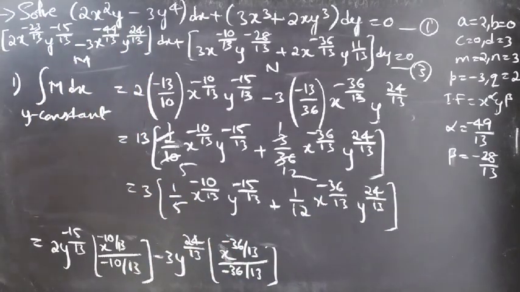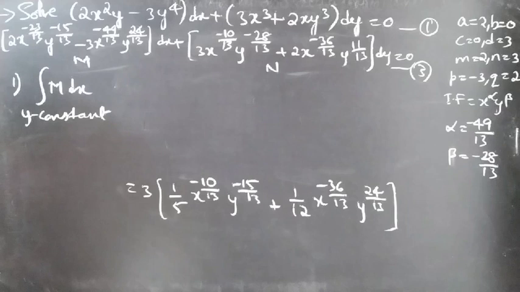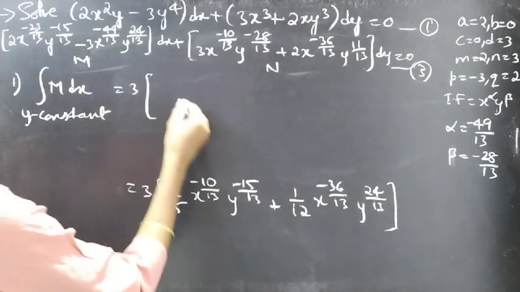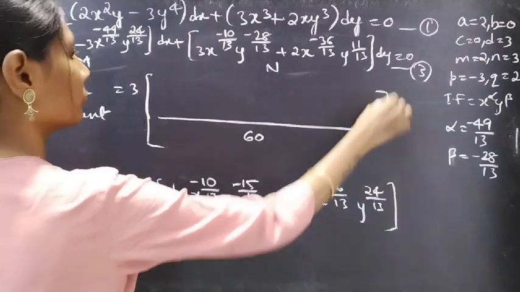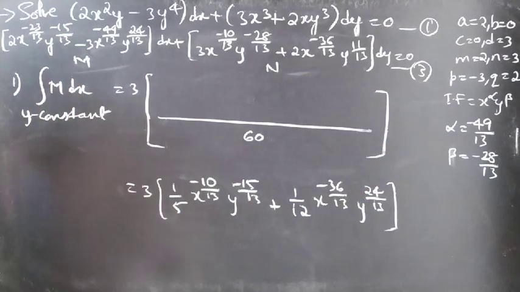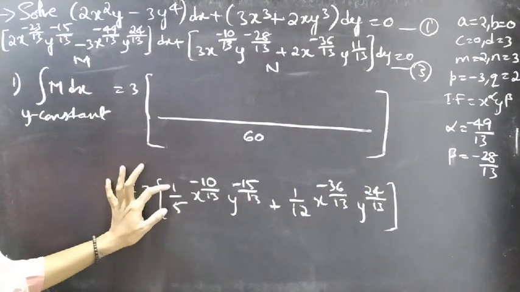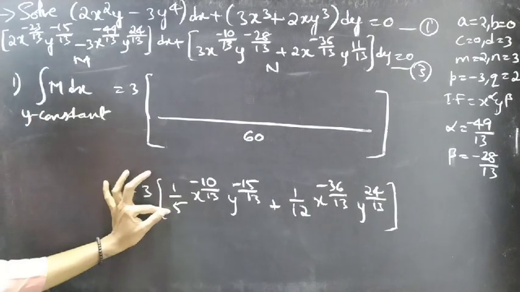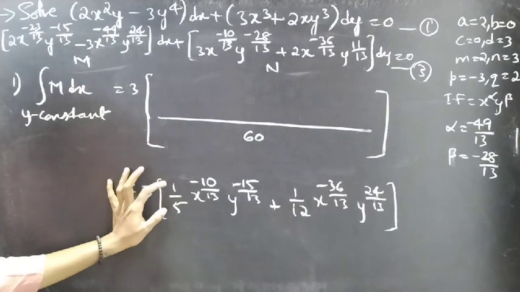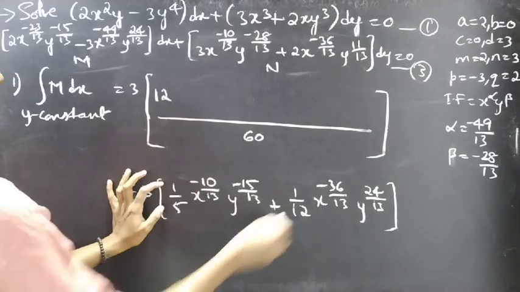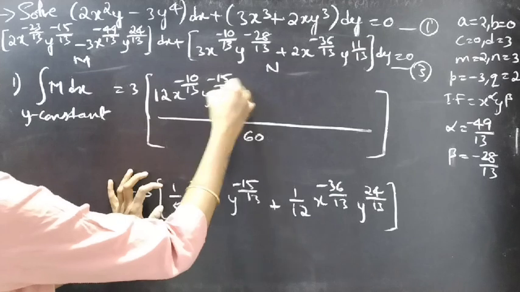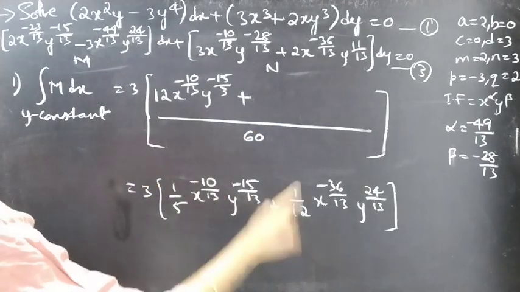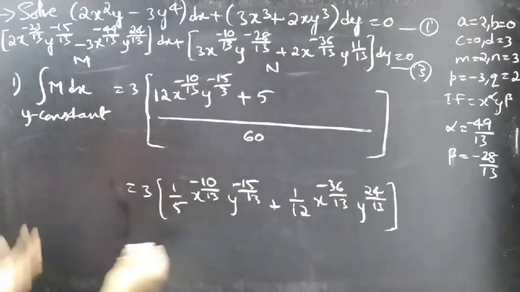You can simplify this. Take the LCM of 5 and 12, which is 60. You'll get 13 by 60 into, okay, what into? 60 is the LCM, and in the denominator the first term has 5, so here you need to multiply with 12: 12 x power minus 10 by 13, y power minus 15 by 13 plus, here you have 12, right? So multiply it with 5, or just make a cross multiplication.